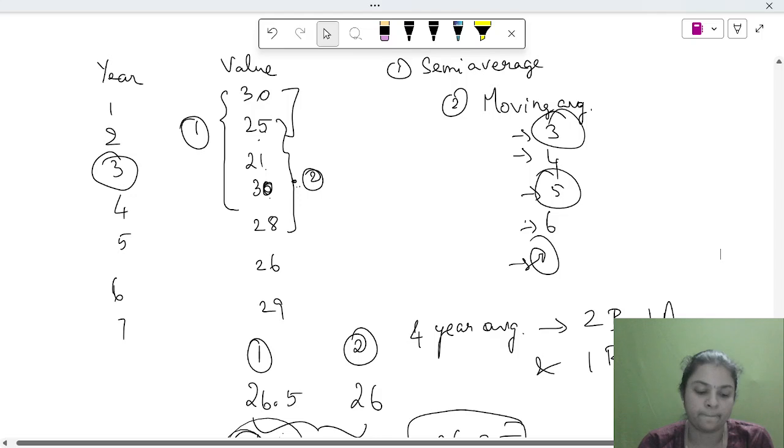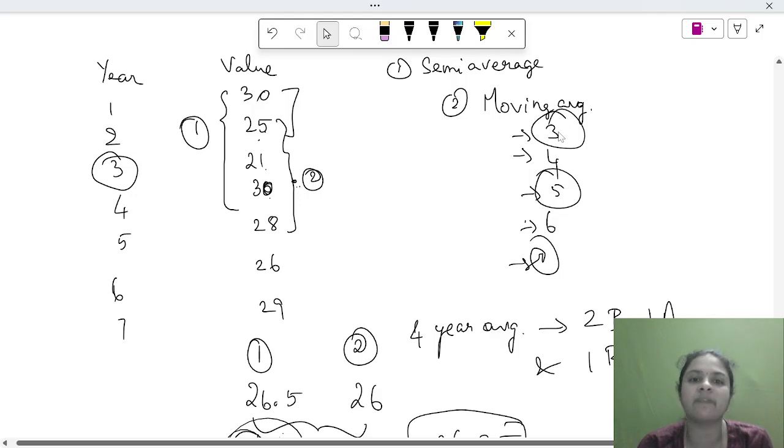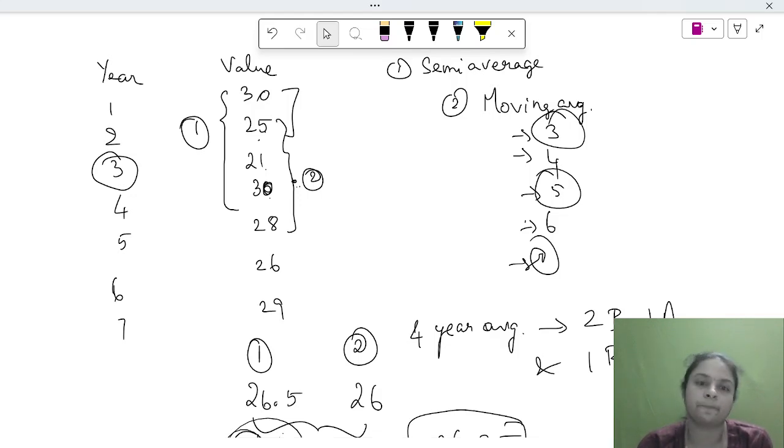Ma'am, you told us for odd, now 3 and 5. Yes, for 3, you take 1 preceding, 1 after, and divide by 3. Ma'am, what do we divide by? Divide by 3. For a 3 year average, divide by 3. Similarly, for 5, 2 preceding, 2 after, total divided by 5. Are these two the ones mostly asked? In odd, frequently asked is 3 and 5, in even, frequently asked is 4 and 6.